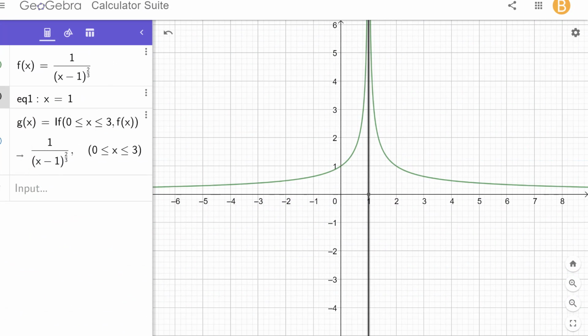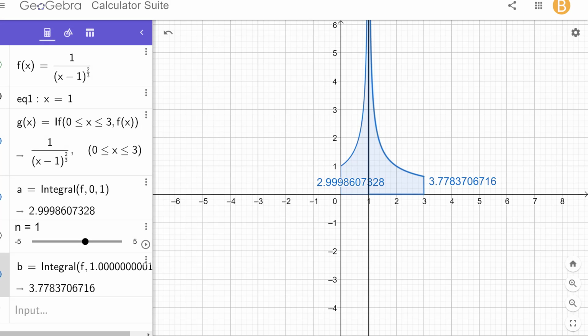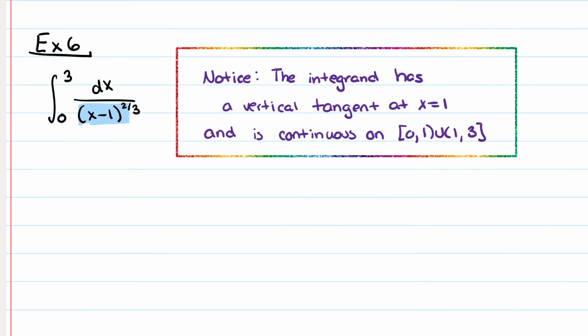So what we're really looking at is this blue graph. This is really what we want. We want to find the area underneath. So really what we're looking for is this blue shaded region, which is going to be the integral from 0 to 1, and then the integral from 1 to 3. So you just split them up into two pieces, breaking them up where you have that infinite discontinuity. All right, so let's go ahead and work that out.